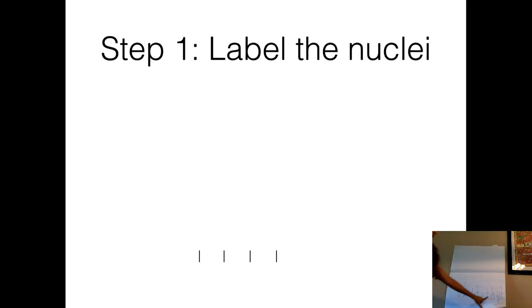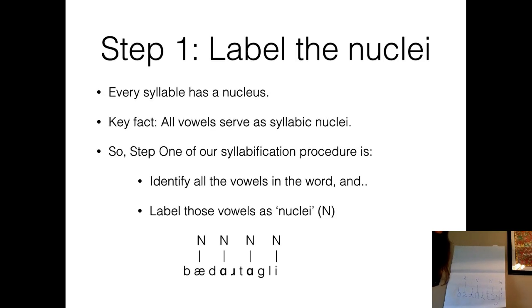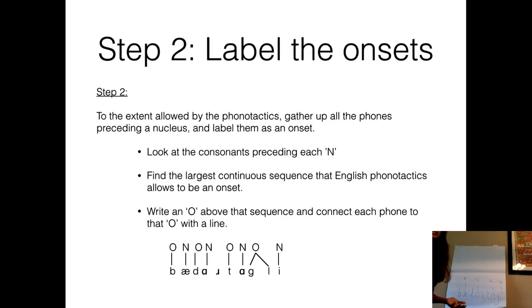So this is already suggesting to you that there are 4 syllables to this made up word, and we will name them N, N, N, N, suggesting that they are nucleus, right? So this is what we just did. We identified all the vowels in the word, and then we label them as an N. The second step for us is to identify the onsets and label them as an O.